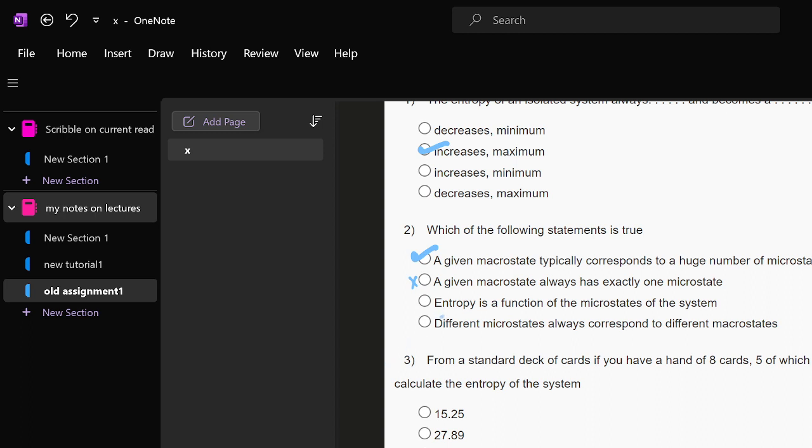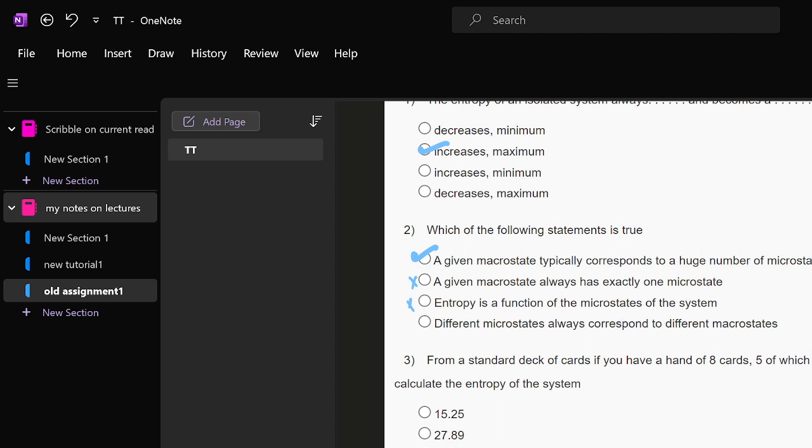And the third option was: entropy is a function of microstates of the system. This is also not correct. Why? Because entropy S is not a function of microstates, but a function of the macrostates of the system. That means it can be a function of temperature or pressure or volume. Just now I told you that temperature, pressure, volume are quantities that identify a system macroscopically, so they are the macrostates of the system. And entropy is a function of those macrostates, not of microstates.